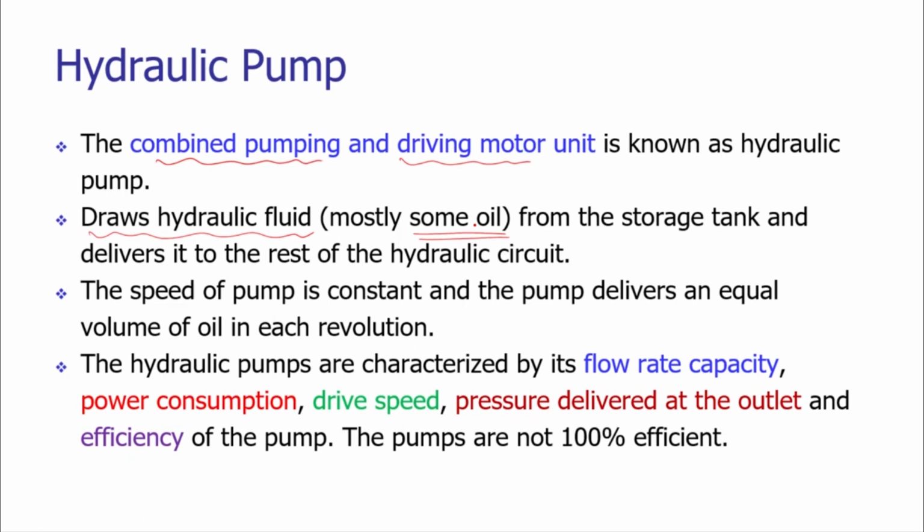In positive displacement pumps, the speed of the pump is constant and the pump is delivering an equal volume of oil in each revolution. But in hydrodynamic pump, the volume of the delivery is varying, it's not constant. So in general, the hydraulic pumps are characterized by the flow rate capacity, power consumption, drive speed, pressure to be delivered at the outlet, and in general the hydraulic systems are having very good efficiency, but certainly not the 100% efficiency.